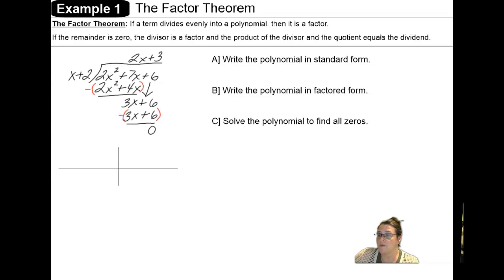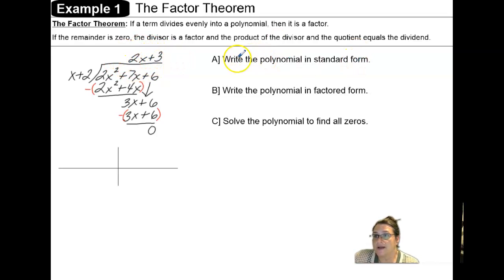So in example 1, okay, we have up at the top here the factor theorem. And that factor theorem just states what we just said. If a term divides evenly into a polynomial, then it is a factor. So this is the same polynomial that we just looked at in the example in the front of the notes. So since my remainder here is 0, I know that x plus 2 was a factor of 2x squared plus 7x plus 6. And the quotient up above is also a factor, right?